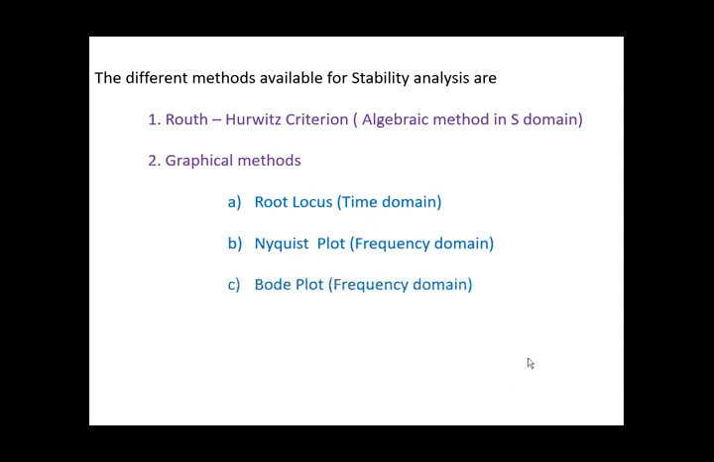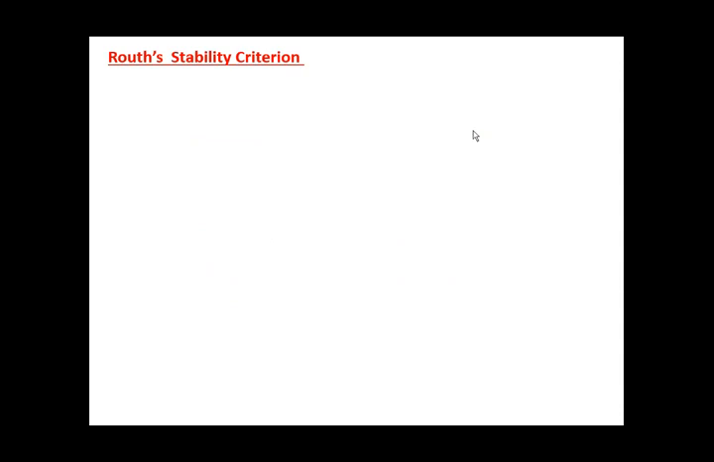In these three methods, we can plot the graph and locate the roots obtained from the transfer function, and we are going to find out the stability of the system. But in the RH criteria or Routh-Hurwitz criteria, we are using an algebraic method. Using simplification of polynomials and making use of the roots, we are going to find out the stability of the system in the S domain. So what is Routh's stability criteria?